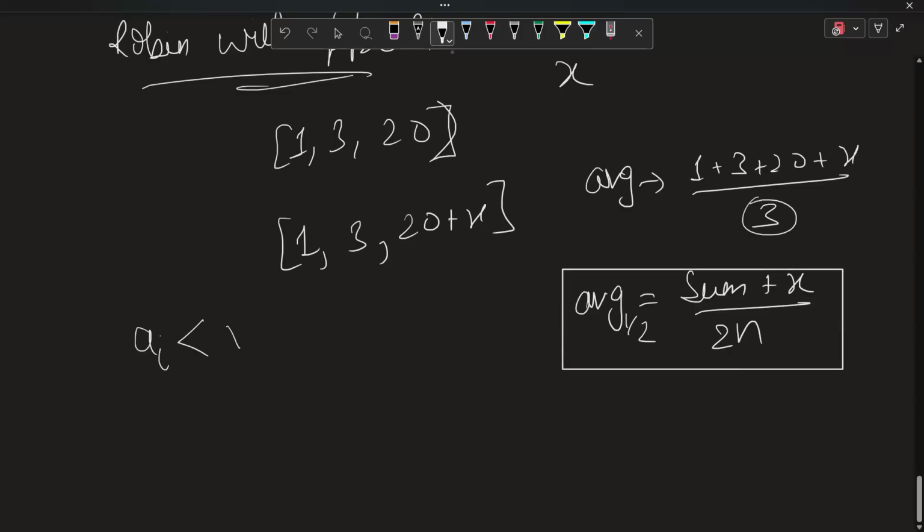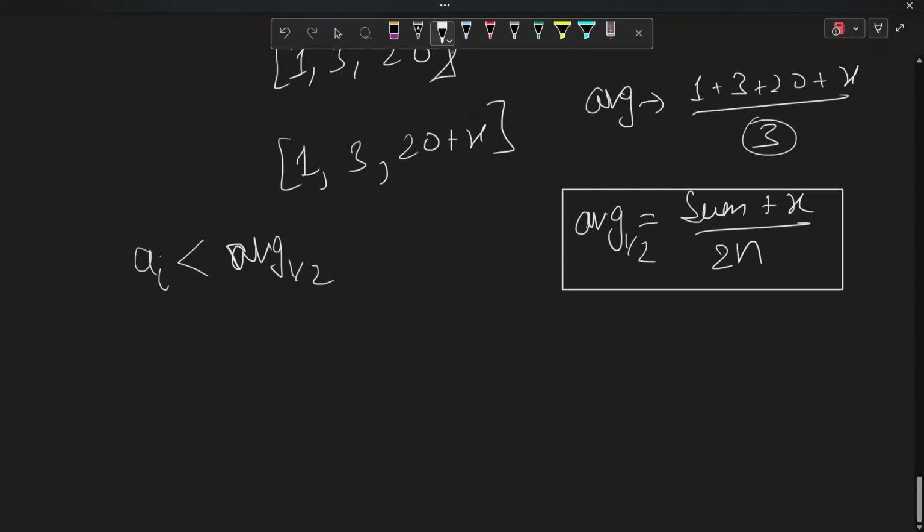So we need to find the number of people for whom a[i] is less than half of the average. So how many people would be less than this value? We need to find this count. Let's say there are C people who are less than this half of the average.